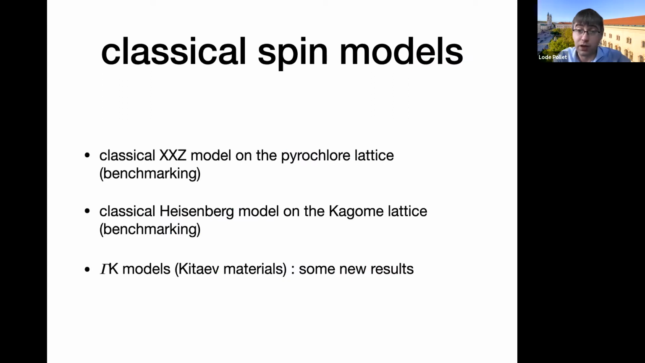And so this was now applied to a number of systems. They were all classical spin models so far. We applied it on the classical XXZ model on the pyrochlore lattice, the classical Heisenberg model on the Kagome lattice, and on models relevant for the Kitaev materials. For the first two, we essentially reproduce everything that was known so far. For the third one, we discovered some new phases.